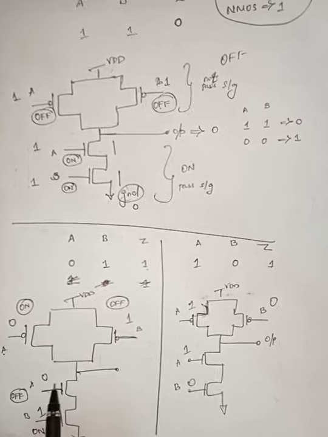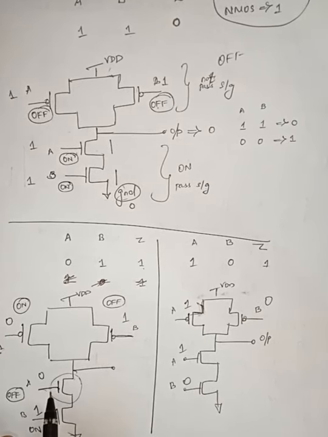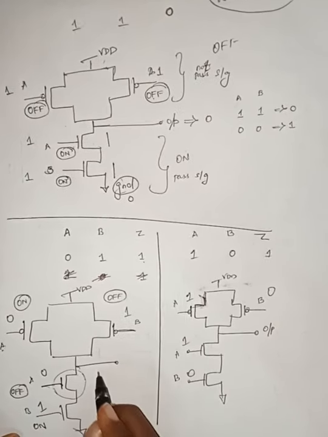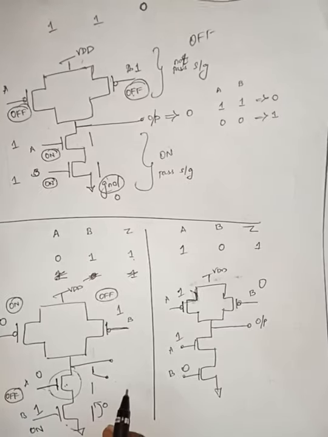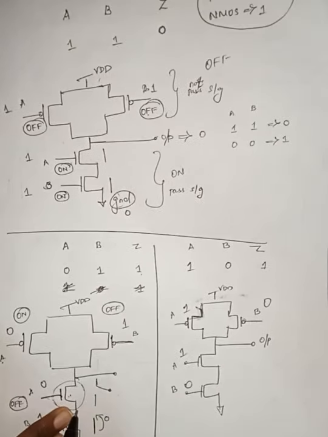As the NMOS transistor is off, it is open circuited. So this one is short circuited. This transistor will pass ground 0 to the above transistor, but the above transistor is open, so it will not pass any signal. This 0 will get stuck here itself.